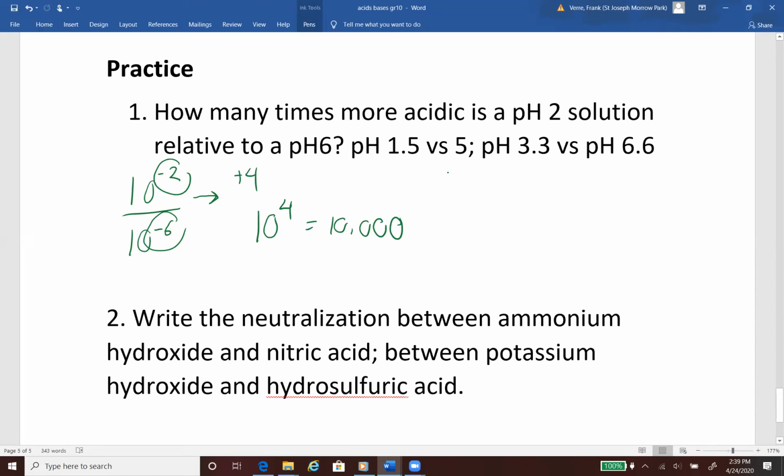pH 1.5 versus 5 would be 10 to the negative 1.5 over 10 to the negative 5. So that is 10 to the 3.5. Now, if you do come across these on your online test, there won't be any decimal values, they're just going to be whole numbers. But just so you're aware, you can have decimal values, and this works out to about 3,162 times stronger.